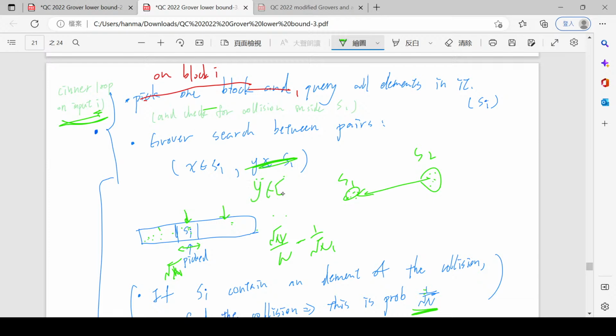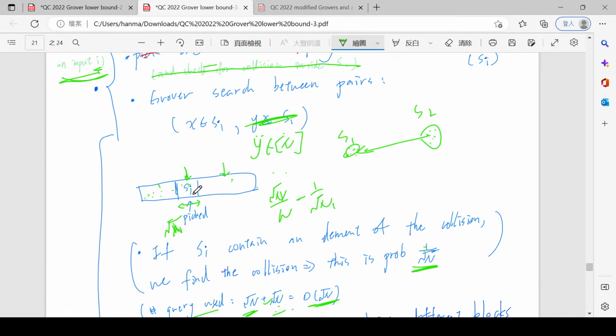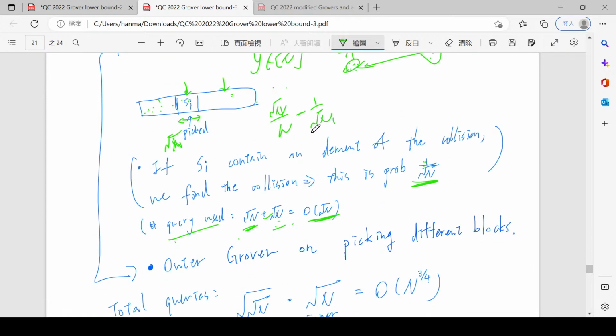So Y in N. Okay. So we see everything in Si, then we go over everything to see where there is a pair such that one of them is in Si and one of them is anywhere. And just like in the collision problem, this Grover only requires square root n queries because we already record everything inside this Si. And then we can see the collision probability finding here is 1 over square root n, but not very important.